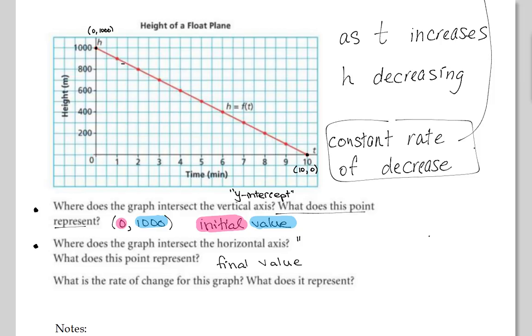So just like above, we have a special name for this one. This one's called the x-intercept. And it has a value of (10, 0). All right, now for the rate of change.